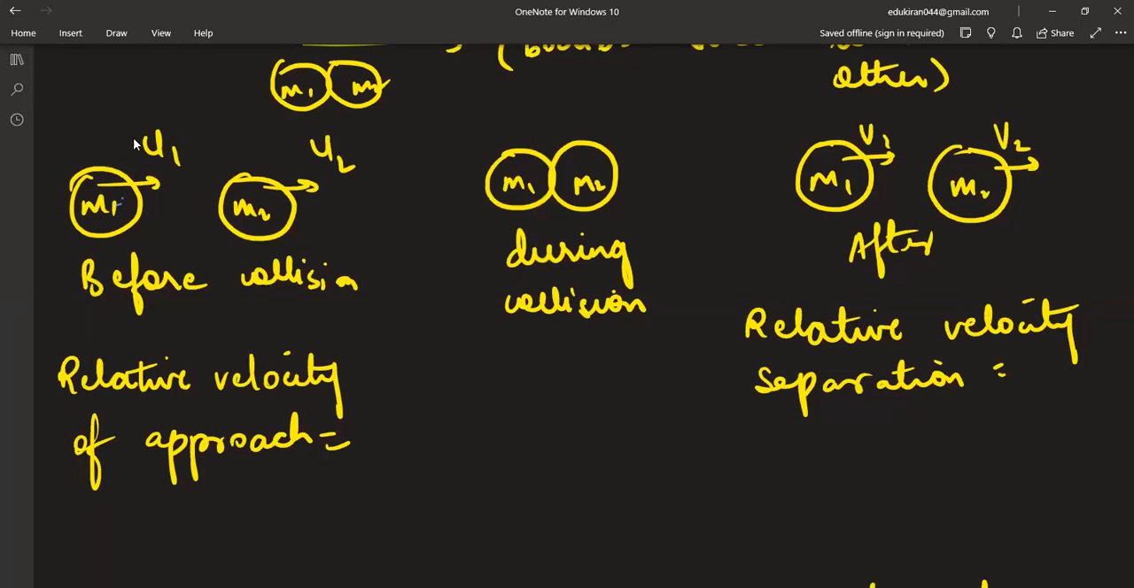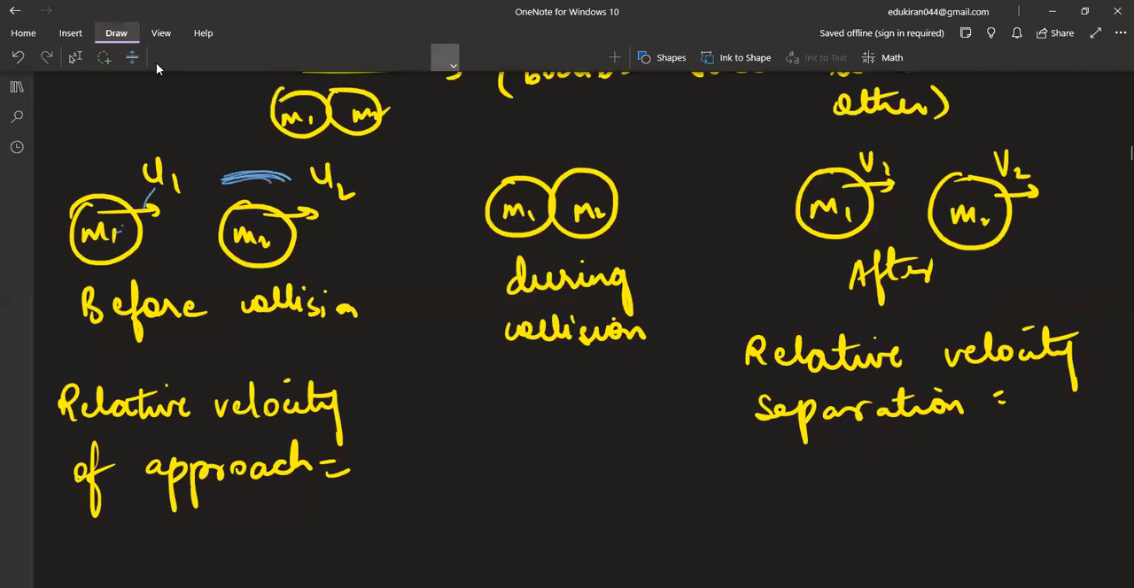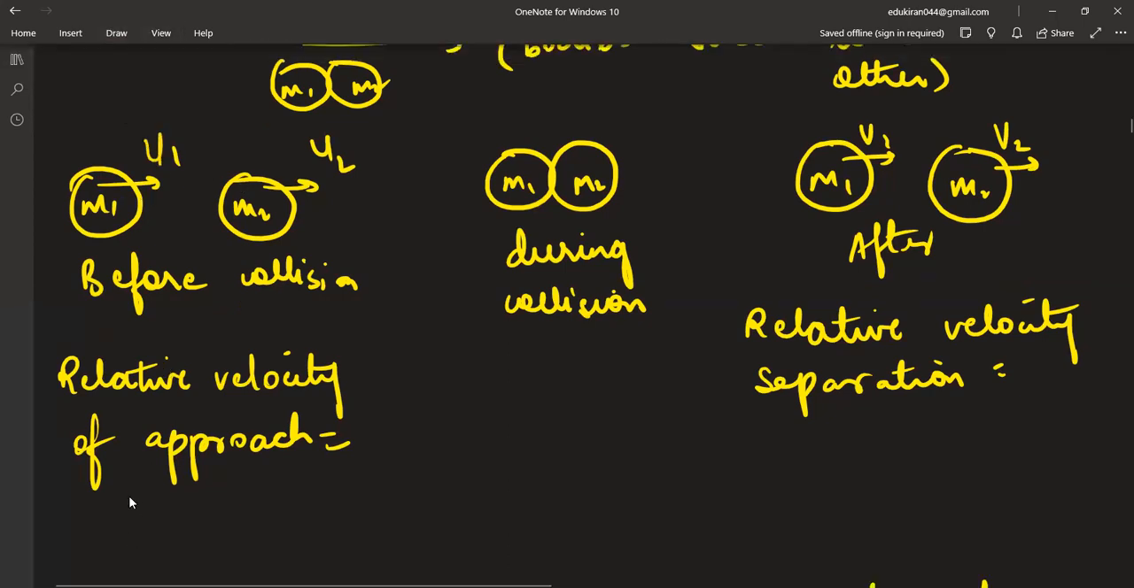Now, if U1 is greater, how do we calculate relative velocity between two bodies? VAB is equal to VA minus VB. Simply you subtract the velocities of the objects. So relative velocity of approach means the relative velocity between M1 and M2. What will it be, U2 minus U1 or U1 minus U2? U1 is greater, so it should be U1 minus U2. This is the relative velocity of approach.